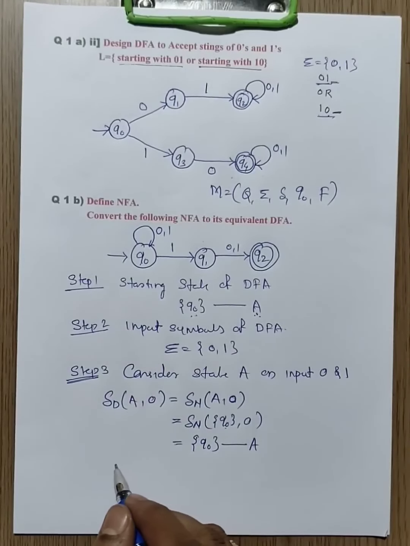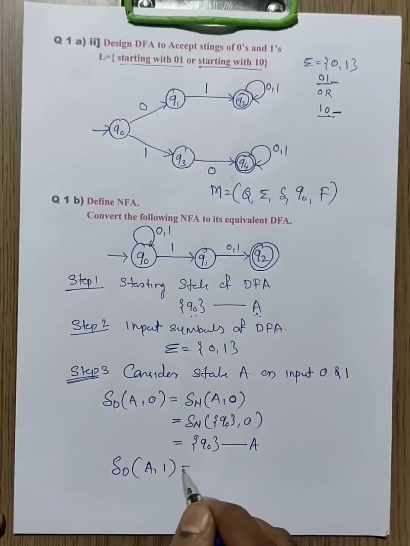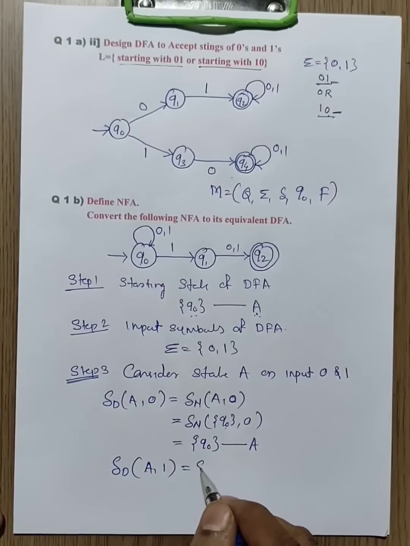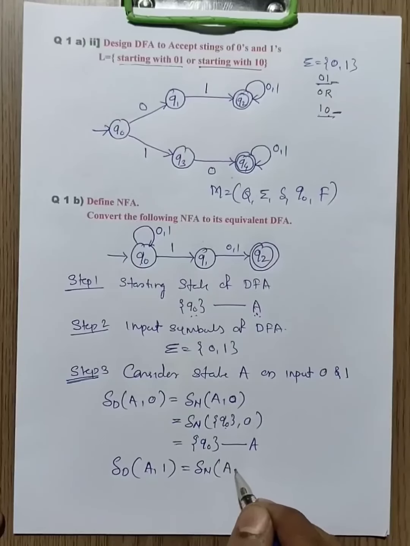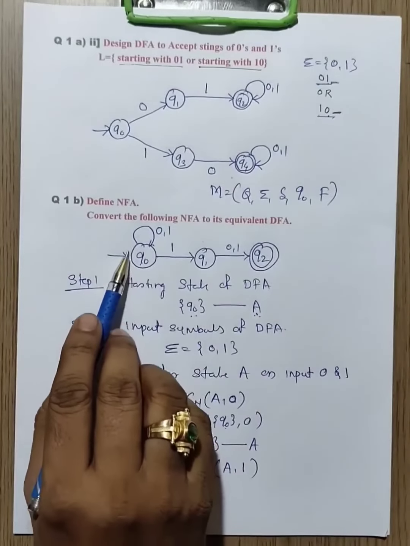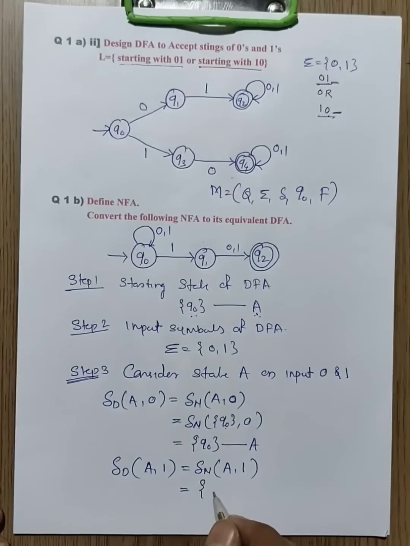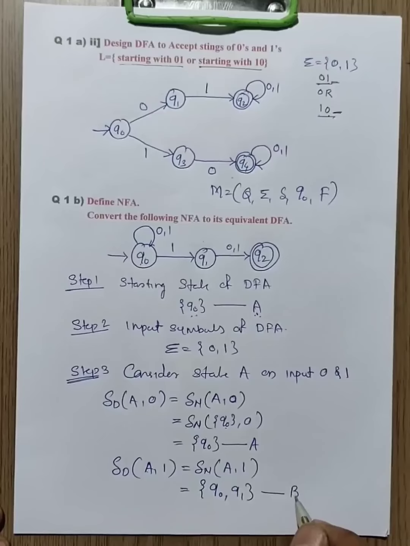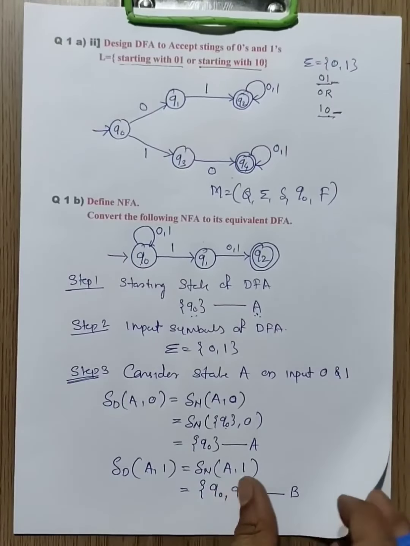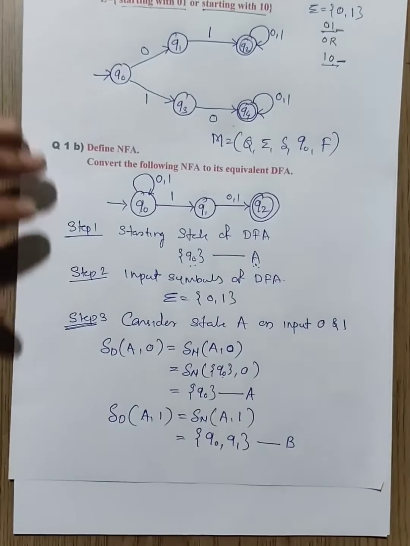Next, A on input symbol 1. A on input symbol 1 means Q0 on 1: Q0 on 1 gives Q0, and Q0 on 1 gives Q1. Means Q0 and Q1. This is a new state. If this is a new state, then we assign a new variable, that is B.